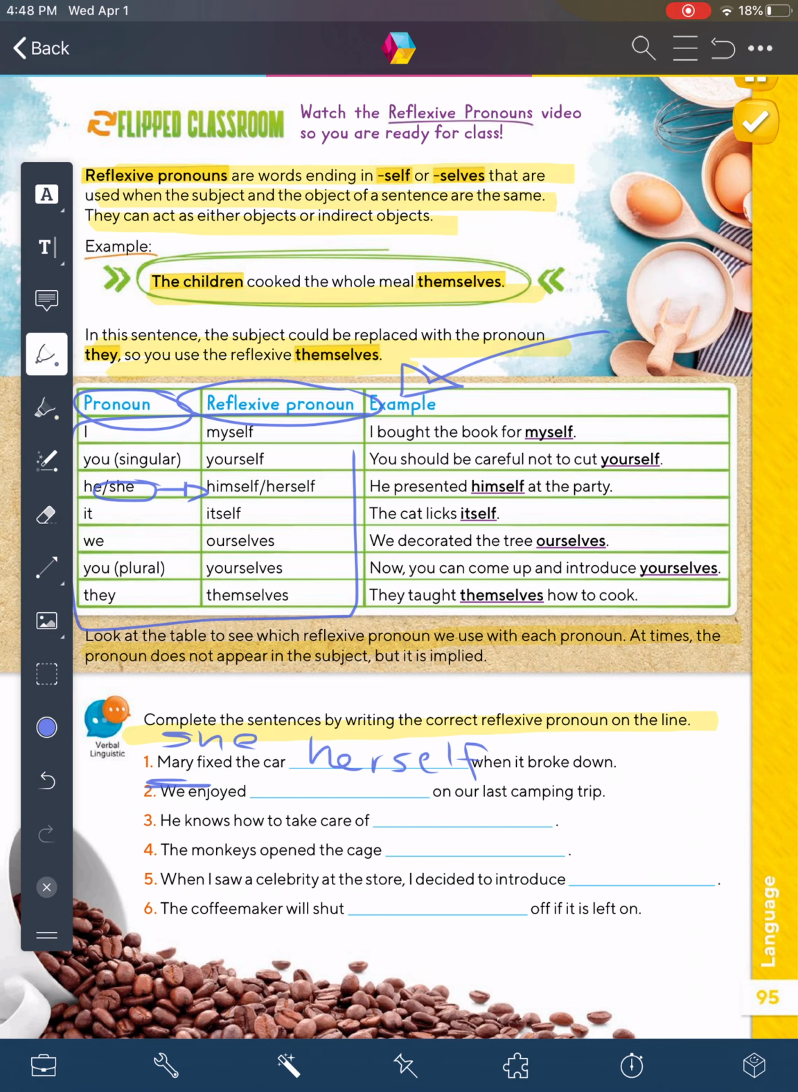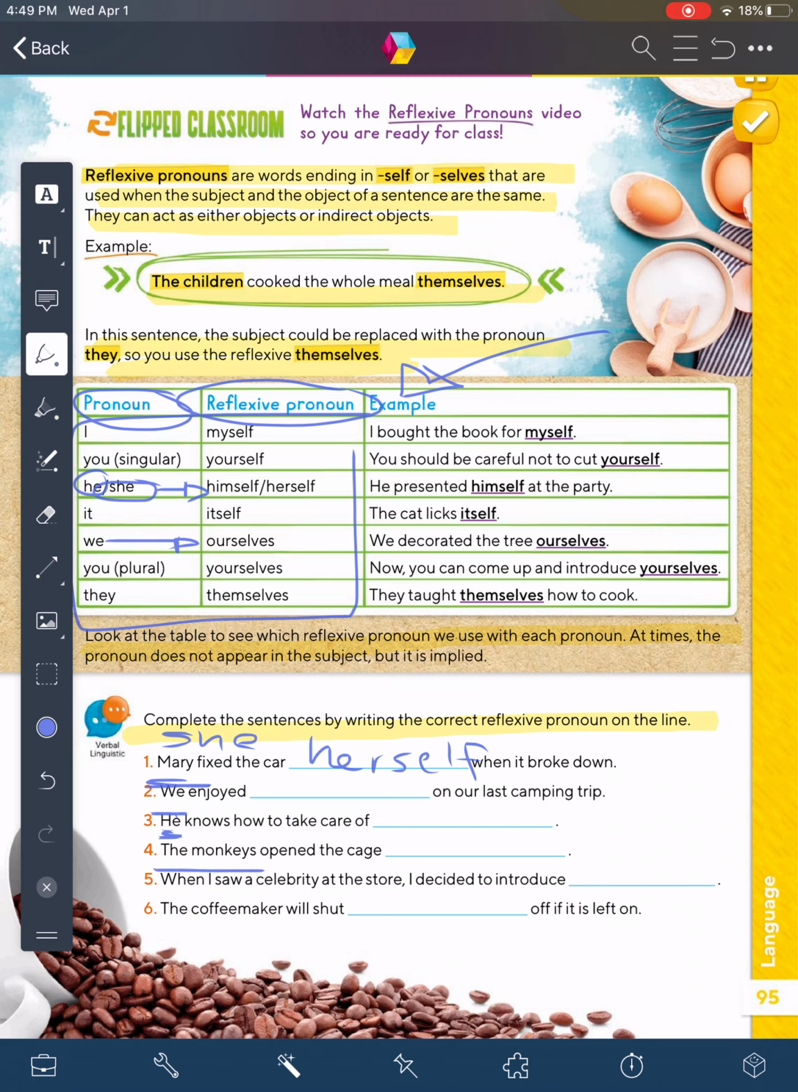Now let's go with the next one. We enjoyed on our last camping trip. Now look at the chart and identify what is the reflexive pronoun for we. There you have it. Let's keep moving. Number 3. He knows how to take care of. So what's the reflexive pronoun for he? Here you have it.